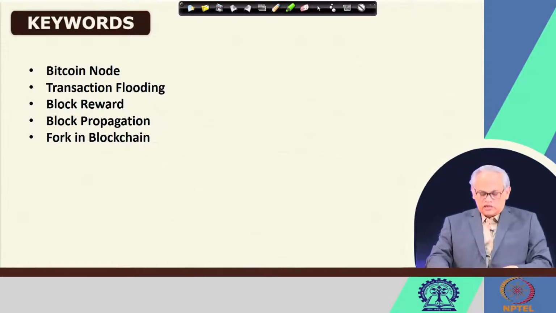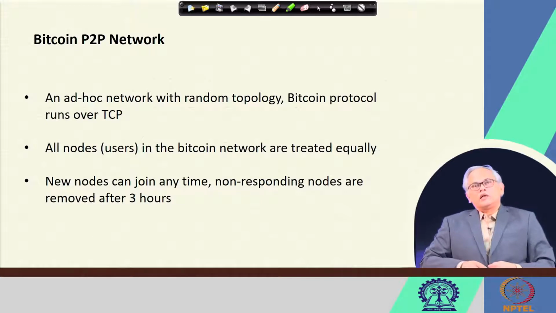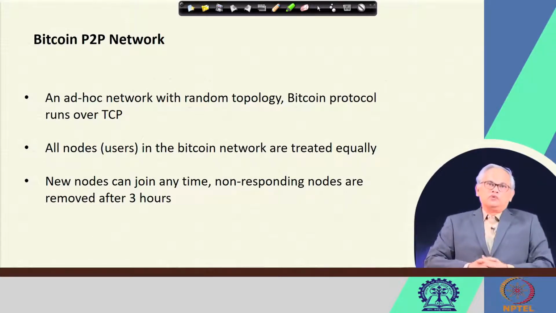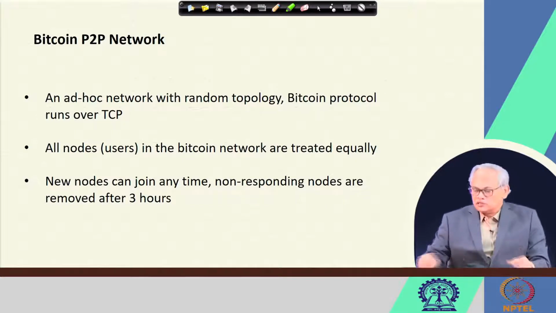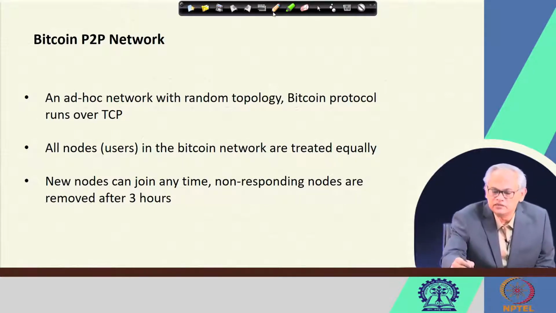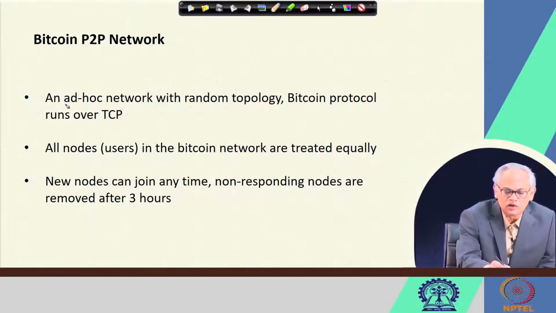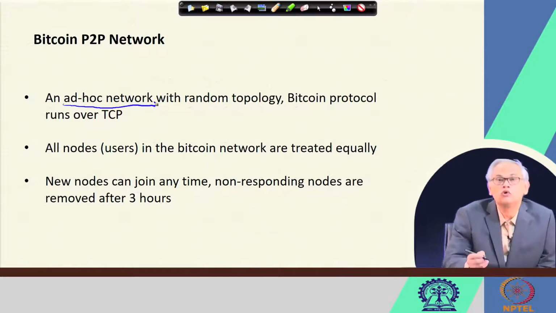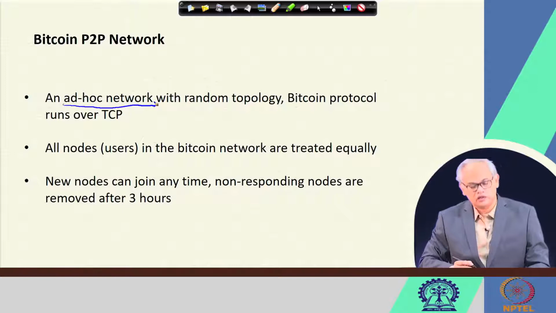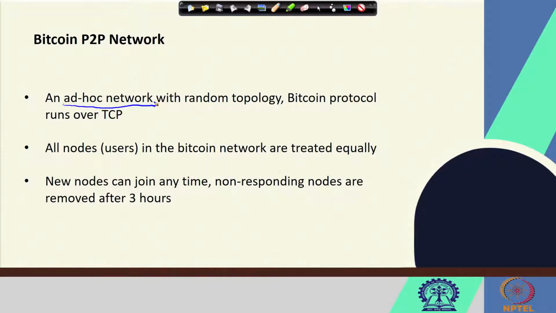So, we will start our discussion with what is a Bitcoin P2P network, that is peer to peer network, as we have mentioned before. So, it is as mentioned here, it is an ad hoc network, that means there is no fixed topology of it specified or determined a priori. It has got a random topology and it runs over the TCP protocol.